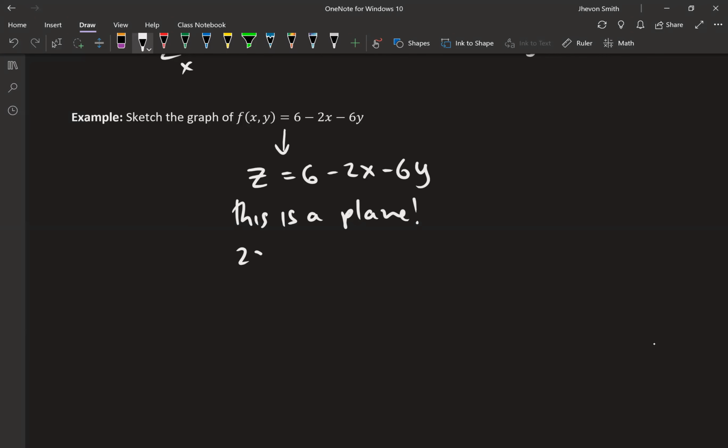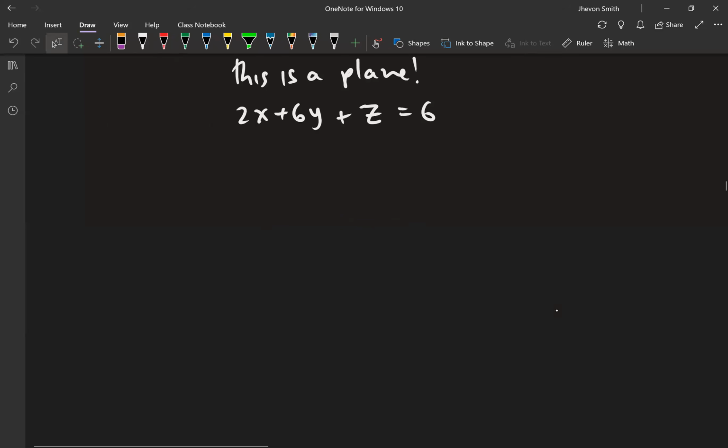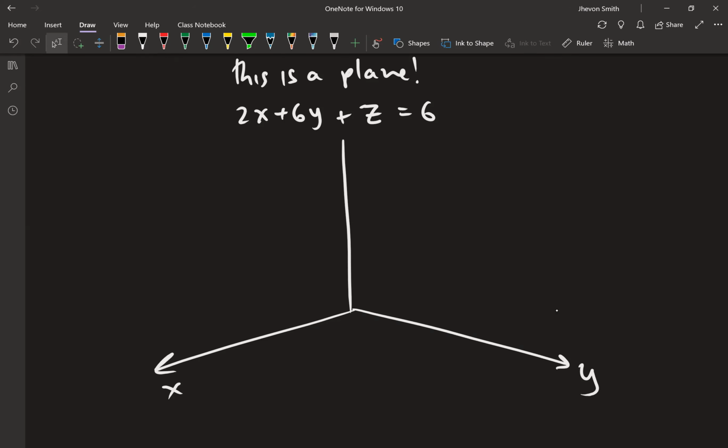In fact, I can write it as 2x plus 6y plus z equals 6. Now, how do we sketch that? How do we sketch the plane? What was the procedure? Find x, y, and z intercepts. How do we find the intercepts? Let's say I want to find the x-intercept. How would I do that?